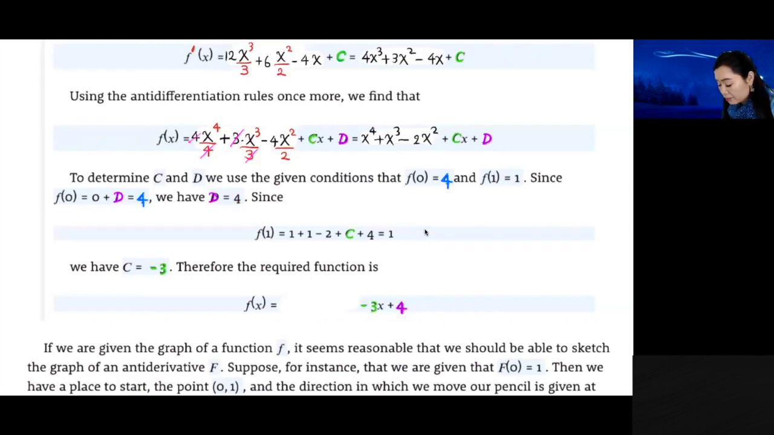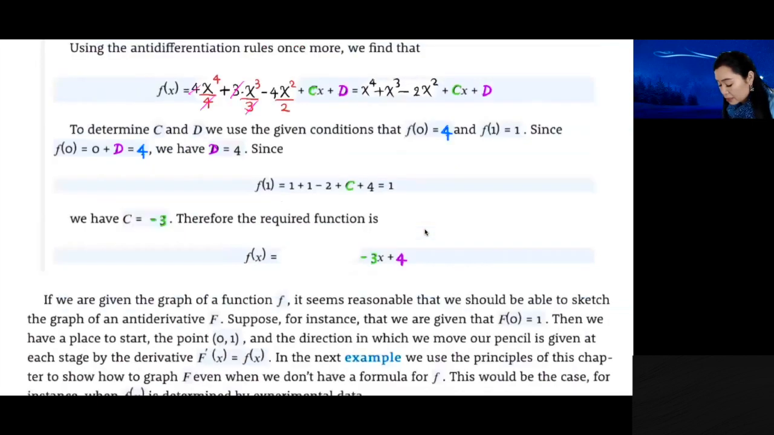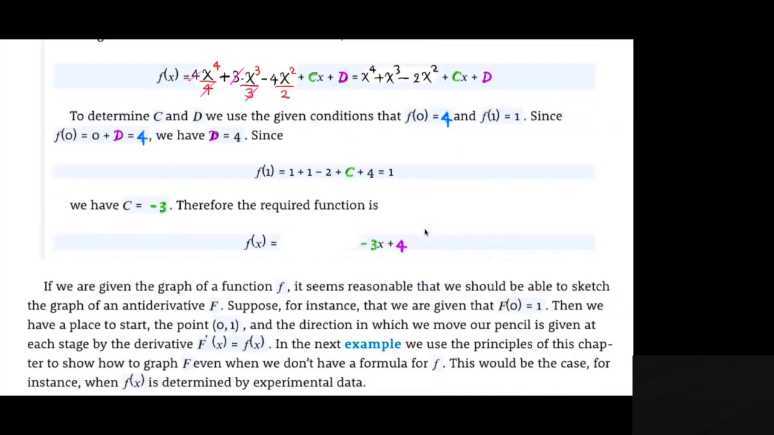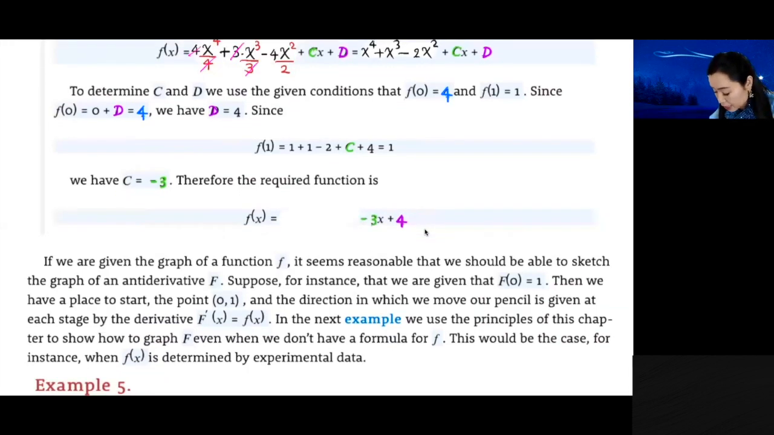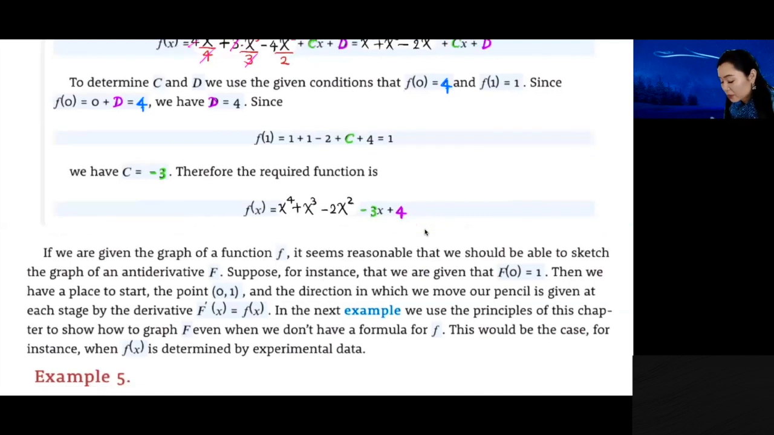And then we use f of 1 equal to 1. So substitute 1 here: 1 plus 1 minus 2 plus c plus this 4 right here is equal to 1. So what does c equal to? Negative 3. Yeah, c is equal to negative 3. So we figured that d is 4, c is negative 3. So the function here is going to be x to the 4 plus x cubed minus 2x squared minus 3x plus 4. So you have to figure out those constants, c and d, using those actual conditions. You guys got it?